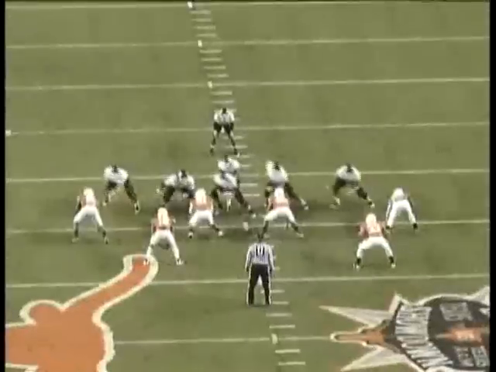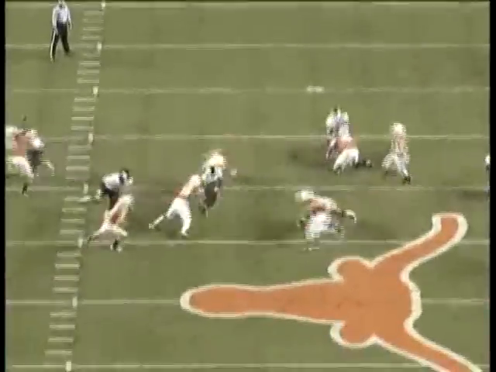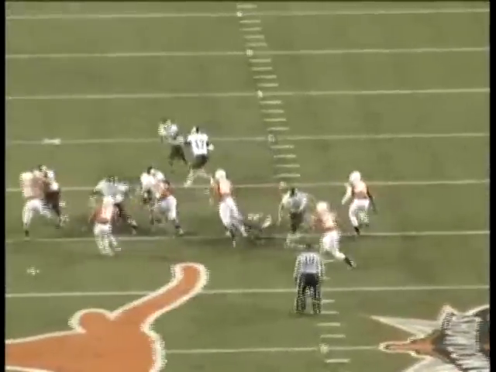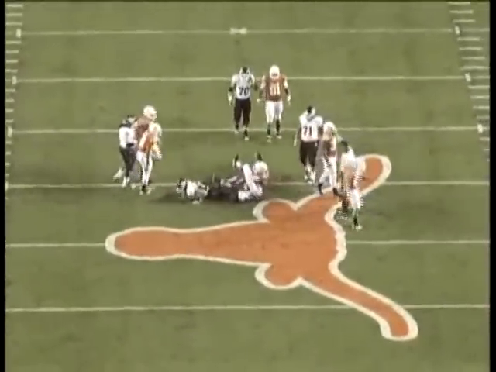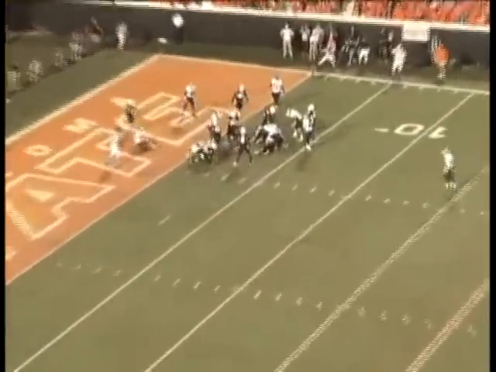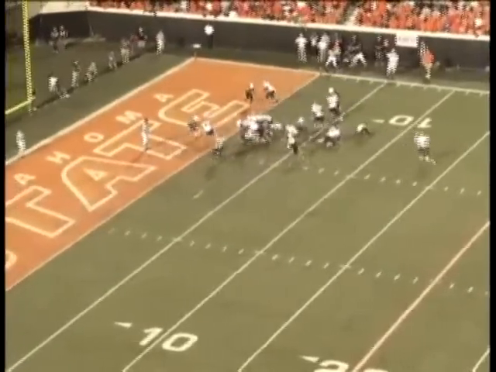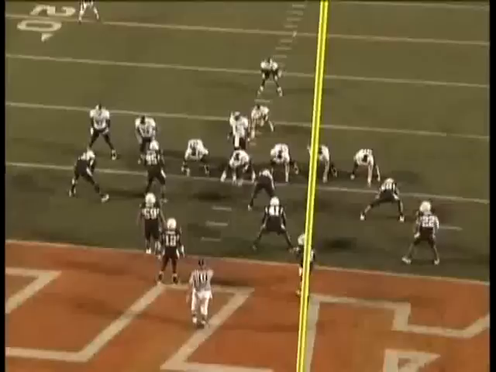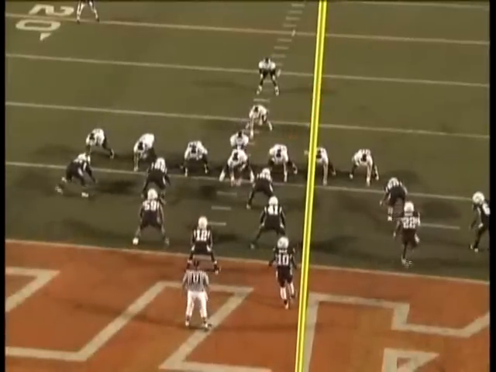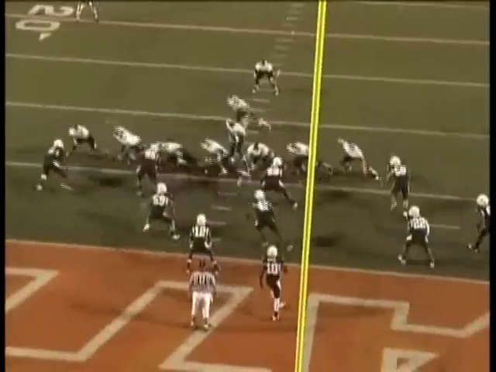Now again, watch the guard. When the guard gets to the second level, he should dig his left hand into the breastplate, left foot. So backside hand, backside foot into the breastplate and the crotch. Back's got to press him. Back does a good job, though. That safety comes down and forces him to cut the ball back. Again, as you see, this is a two-back play. It doesn't matter.